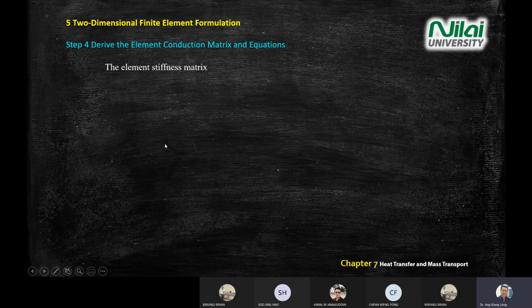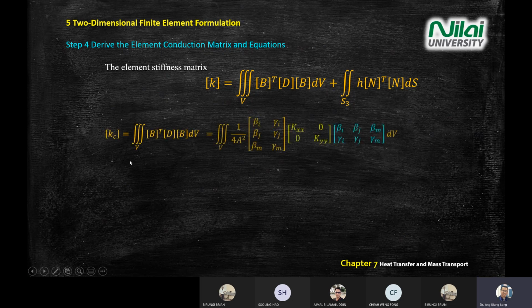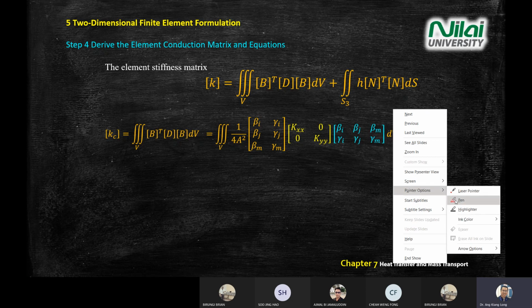Step number 4, we will look at the K matrix again. I think you're familiar that we have a conduction component. So if you're dealing with two-dimensional analysis and using the triangular method, your K conduction matrix will become the one that you see on the screen here. Okay, you need to integrate 3 times over the volume dimension.